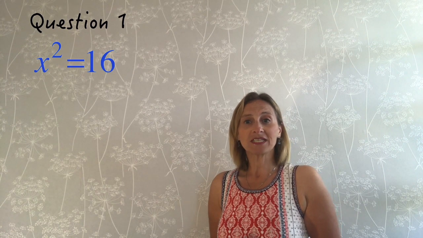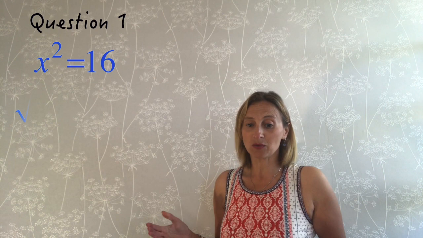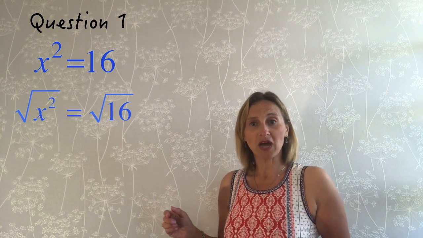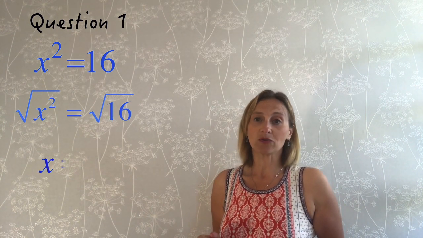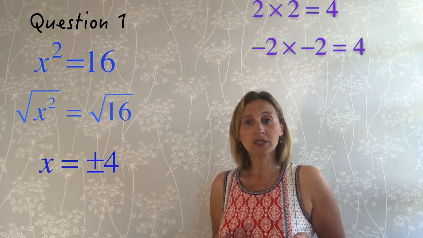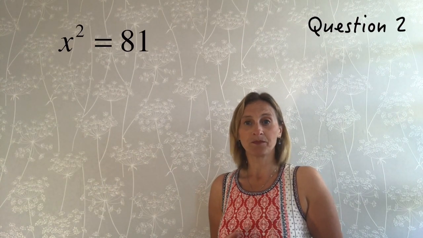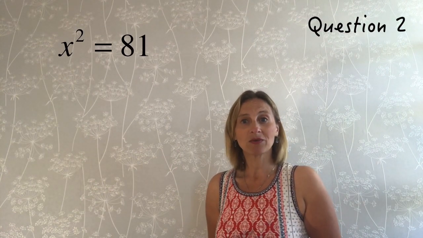x squared equals 16. What do we do? We need to square root both sides to get rid of the squared. So we square root both sides, and what are we left with? x equals plus or minus 4. Don't forget your plus or minus, because 2 times 2 can equal 4, and minus 2 times minus 2 equals 4.